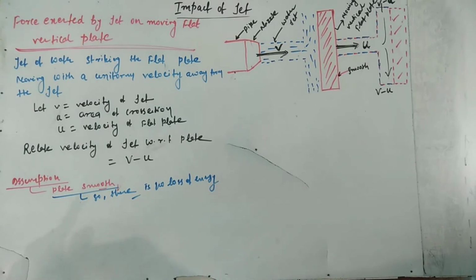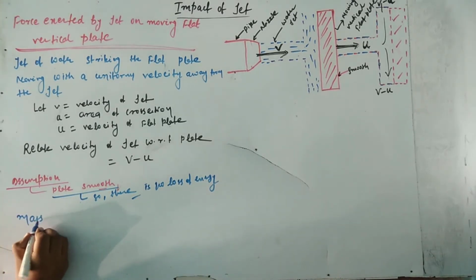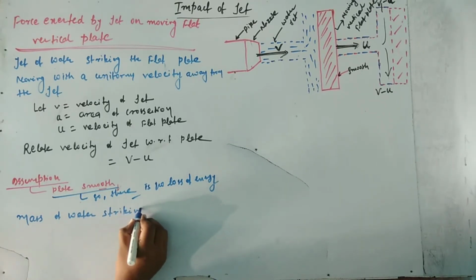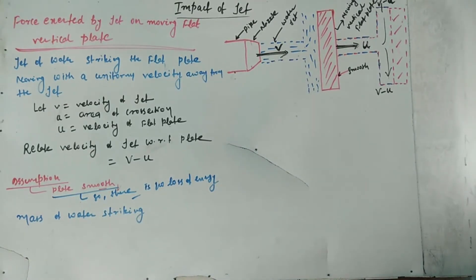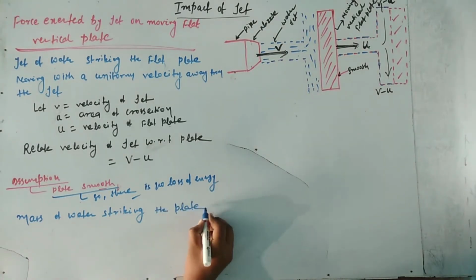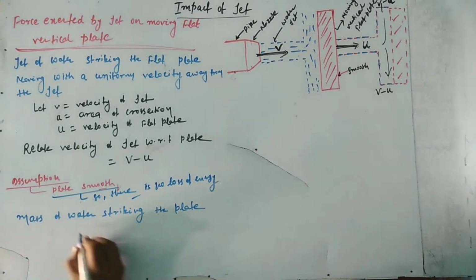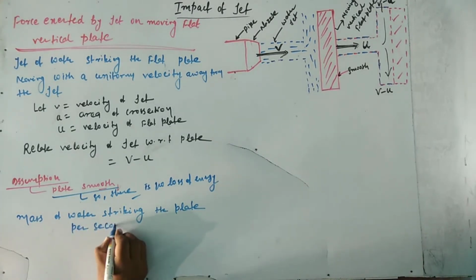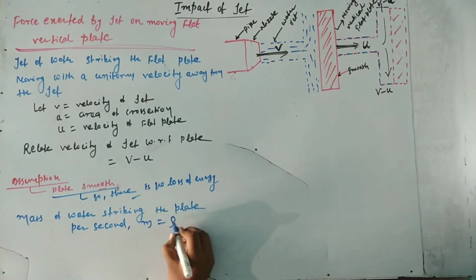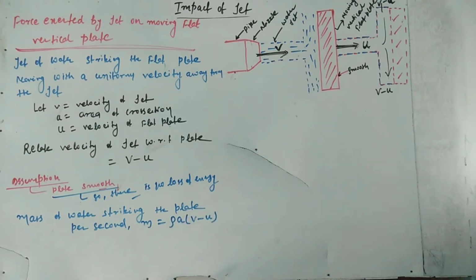The mass of water striking the plate per second, that is m, will be rho a into v minus u, where rho is the density of water or of the water jet.